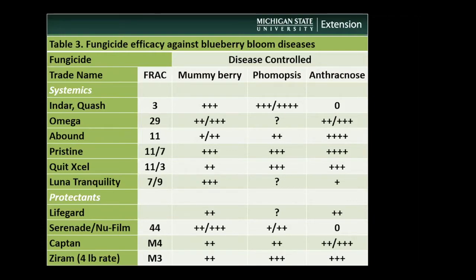And we have a special local needs label here in Michigan, so we can use Ziram at a 4-pound rate, which is 1 pound higher than the labeled rate on the national label. And it works well for us. We often mix either Captan or Ziram in with the early season sprays to give us a protectant to go with this systemic.